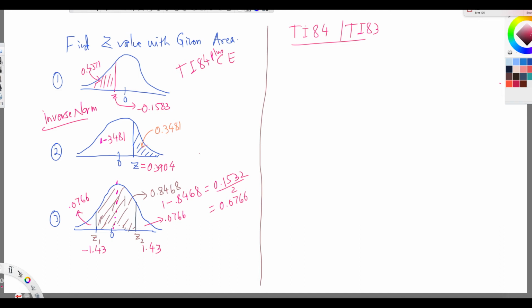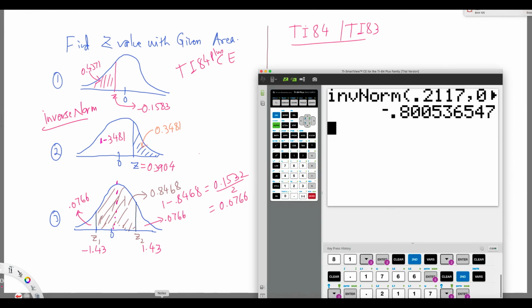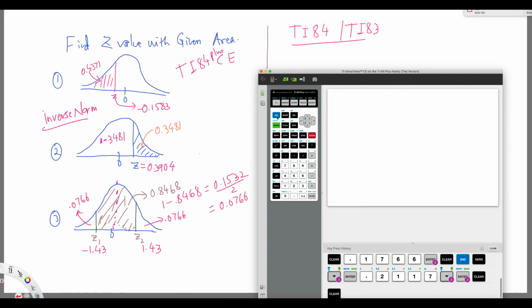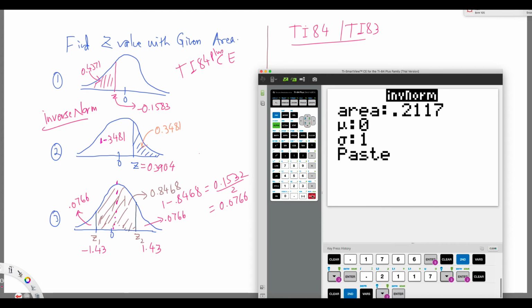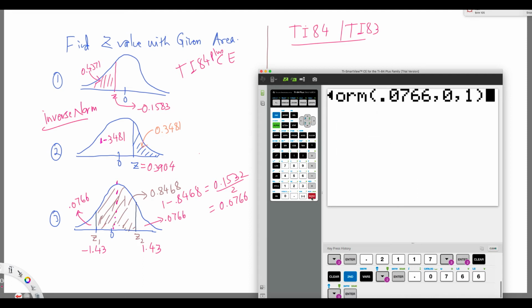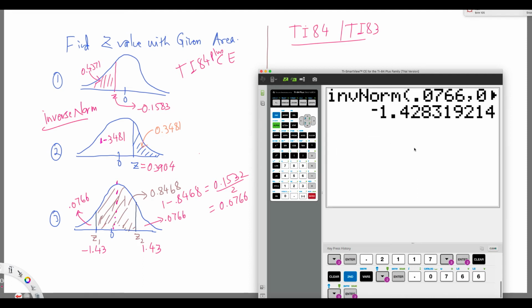One is 0.8468 plus that one. The other is 1 minus the right area, which will be the total left area. Okay, so let us use the calculator to find out G1 and G2. For G1, you go to second inverse and then inverse norm. Hit enter. The area is 0.0766, go down, down, down, and then hit enter there. You get negative 1.4283. That means negative 1.43, right?